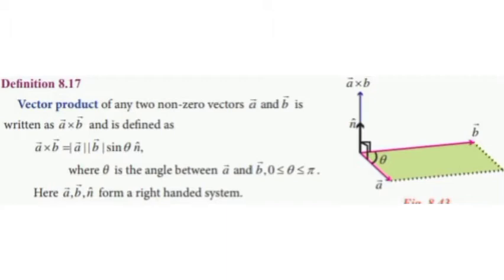Here vector A, vector B, n cap form a right-handed system. The resultant is a vector with magnitude of vector A, magnitude of vector B, sin theta, and has the direction n cap. Note that the order of the vectors is very important to decide the direction of n cap. Since the resultant is a vector, this product is named the vector product. Again, we use the symbol cross to define such a product, and it has another name, cross product.